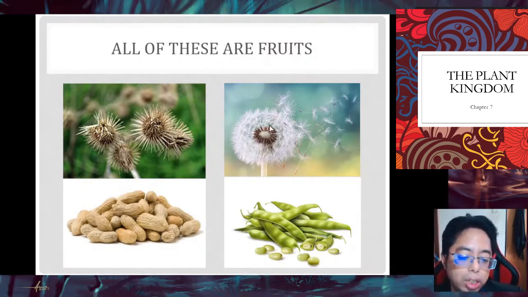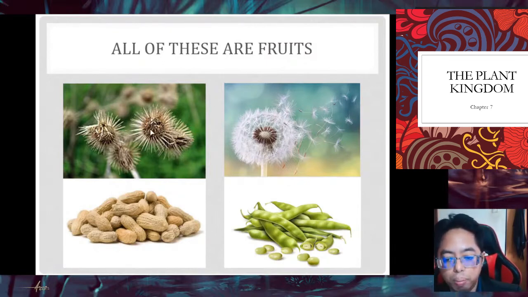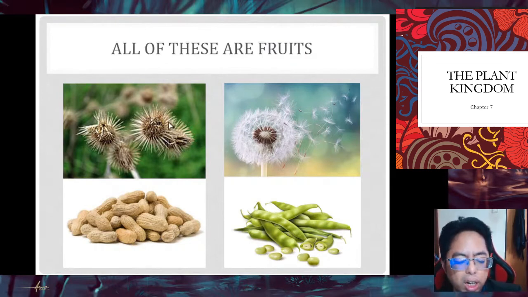This one is created from the flower, but it doesn't form an endosperm. They form something like a feather to catch the wind. This one forms a fruit, but it doesn't have an edible part. Okay, nobody eats this. This fruit actually has a really thorny shape to latch on to fur.